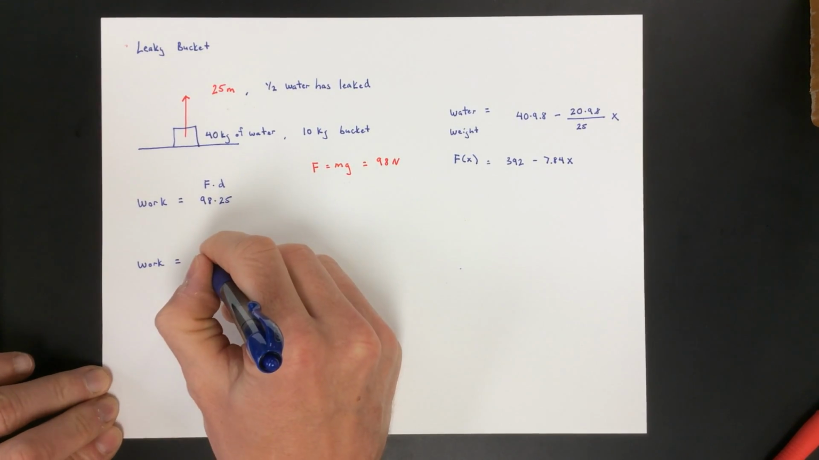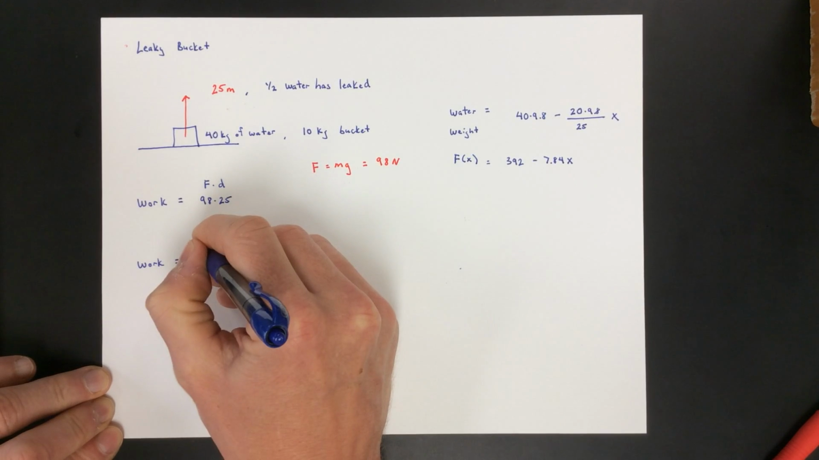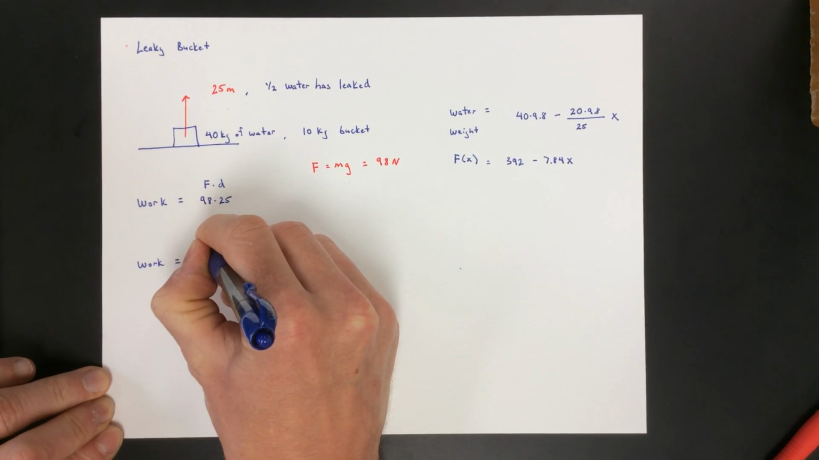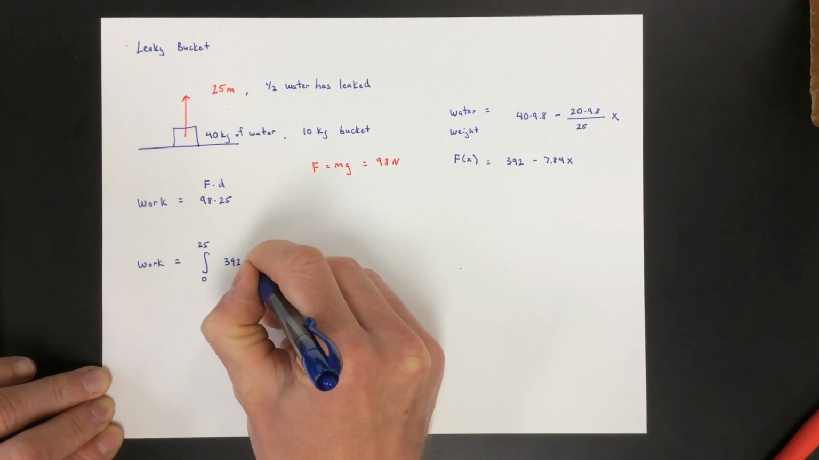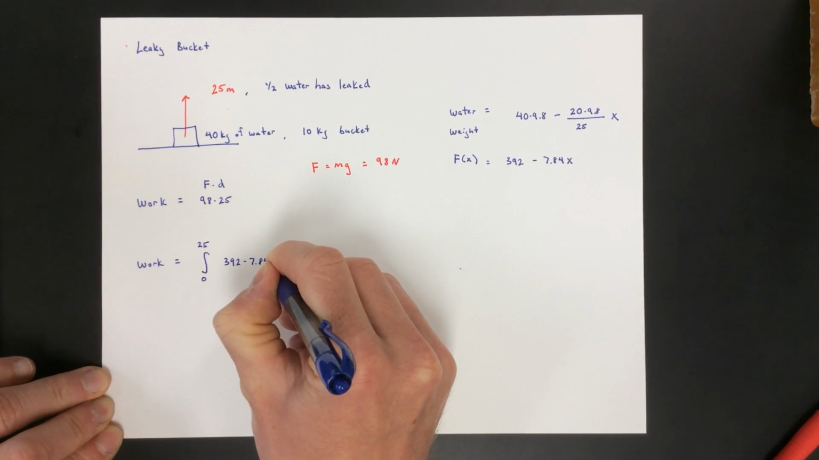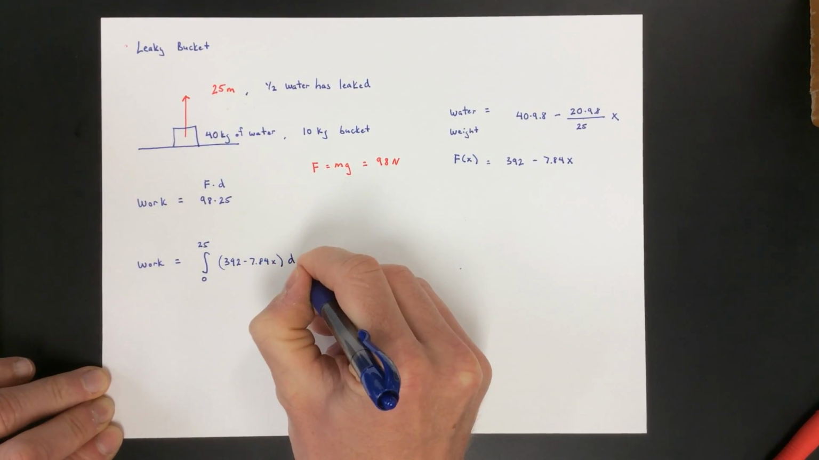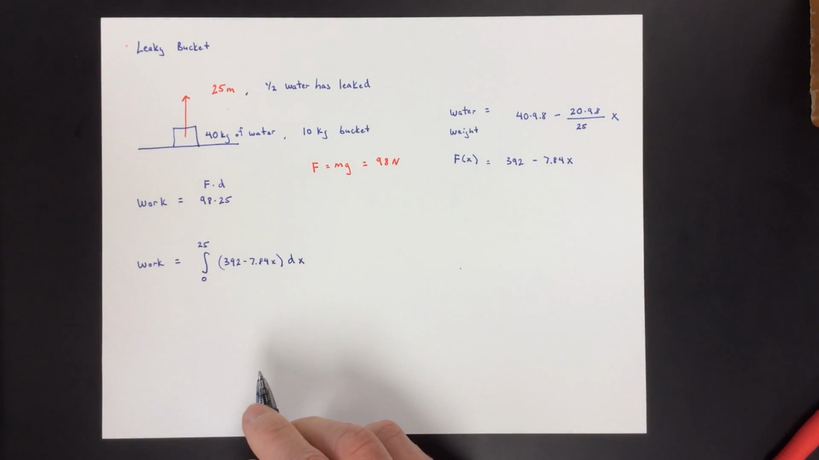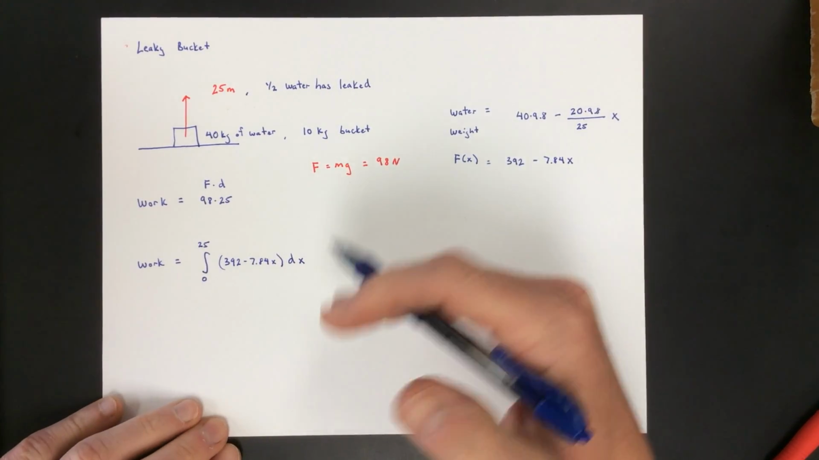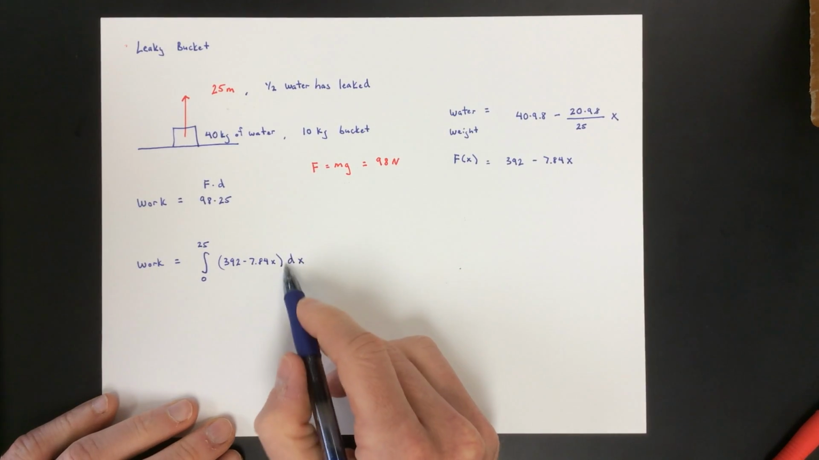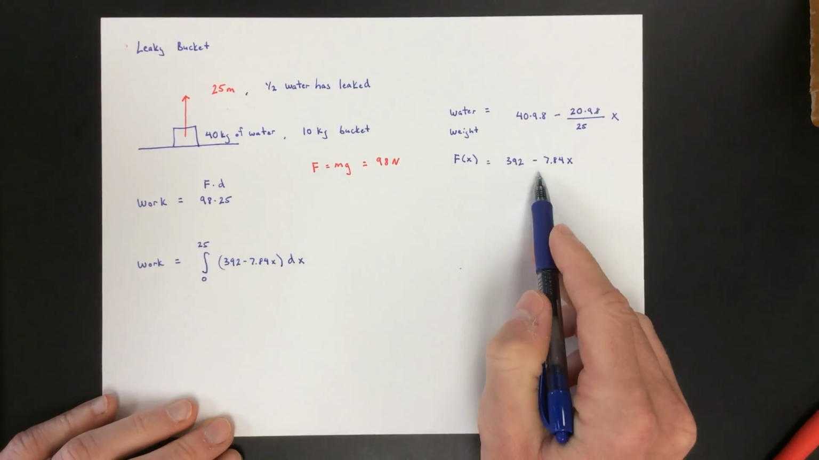Because what are we going to do after that? Well, we're going to accumulate. We're going to go from 0. We're going to lift that thing to 25. And our force is right here, 392 minus 7.84x. And we're going to lift that force over the distance dx. Right? This force, we're going to lift it and lift it and lift it, and every dx up, our force changes.